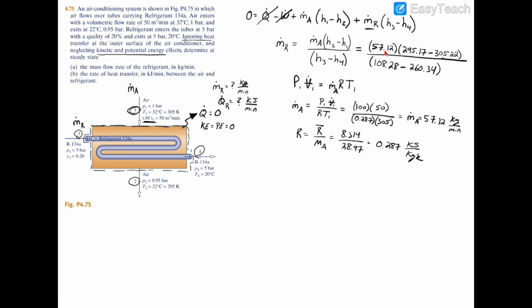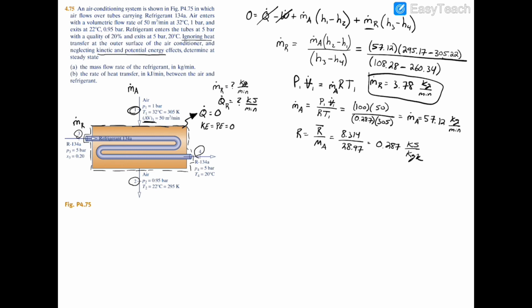And now with that done, we have our mass flow rate of our air as well as all of our enthalpies. So we can plug it into our calculator, and when you do, you're going to have that the mass flow rate m dot R equals 3.78 kilograms per minute. And that's your answer to part A.